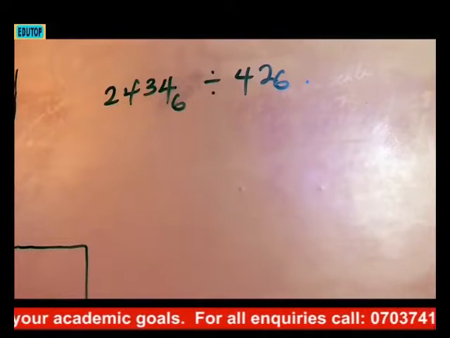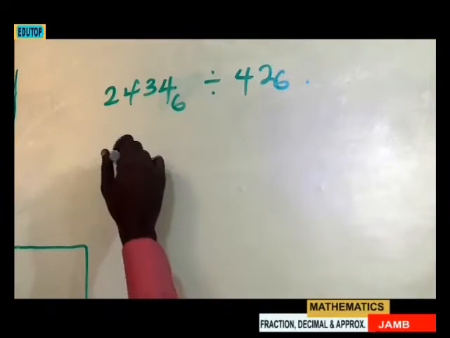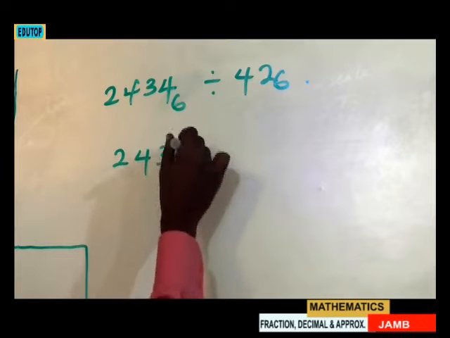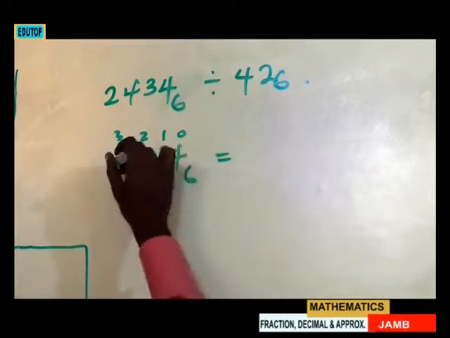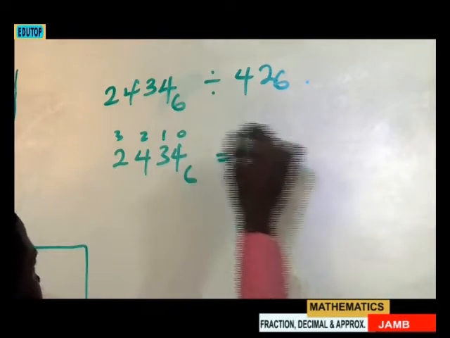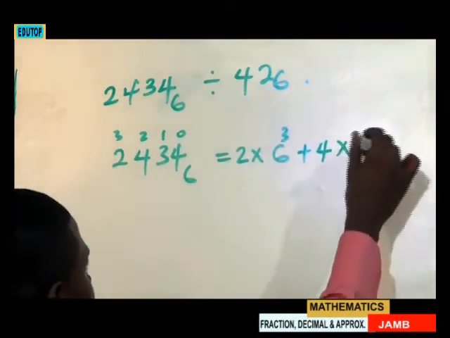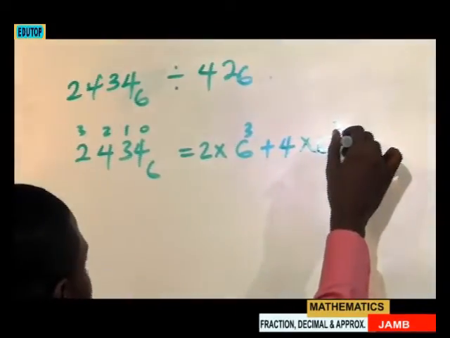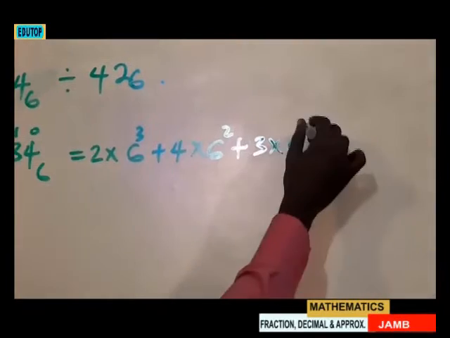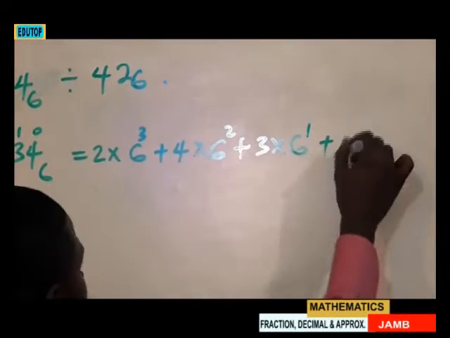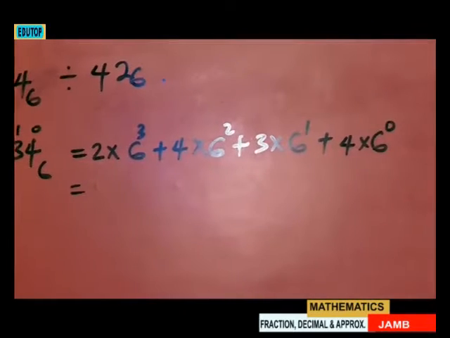Back to base 6, because the question has to convert back to base 6. So in doing so, let's convert this to base 10. We have 2434 base 6, with positions 0, 1, 2, 3. So I have the first number 2 multiplied by the base raised to the power of the number on it, 3, plus the second number 4 times the base raised to power the number on it, 2, plus 3 times 6 raised to power the number on it, 1, plus 4 times 6 raised to power the number on it, 0. Then we have 6 raised to power 3.